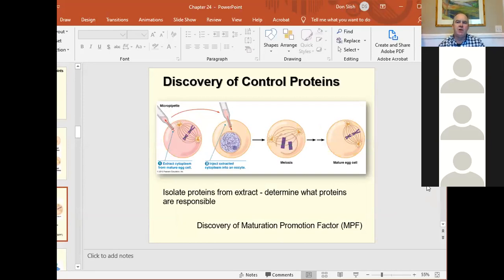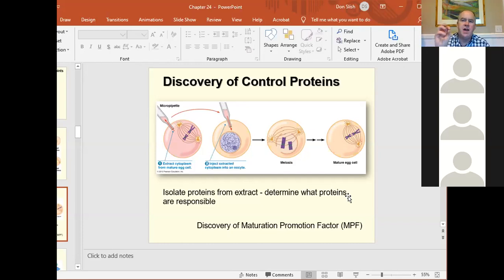So now they want to figure out what it is in that cytoplasm that's activating the cell. So they suck some cytoplasm out of an activated cell, they put it in a frozen cell, and that activates the frozen cell. Great. Now we've got something we can work with. They take the cytoplasm, they break it up into proteins. There's tons and tons of proteins in the cytoplasm, and they check them to see which proteins are the ones that are important to cause this maturation process. And when they found out what the proteins were, they called it maturation promoting factor. Okay, maturation promoting factor.